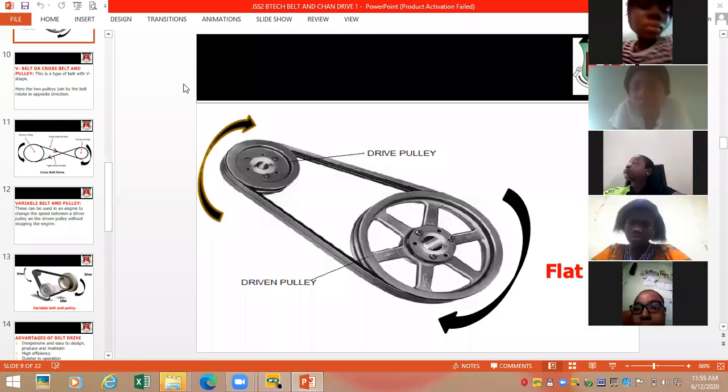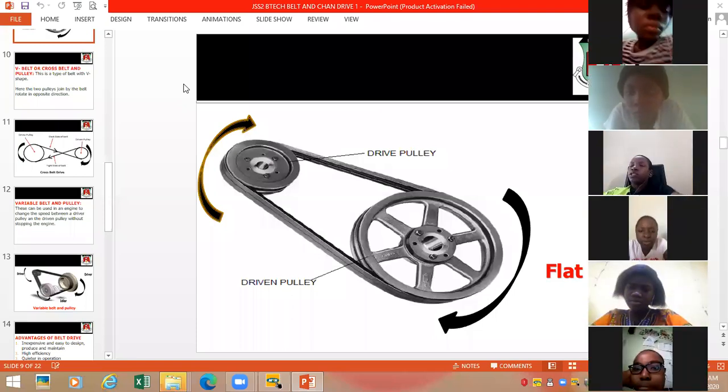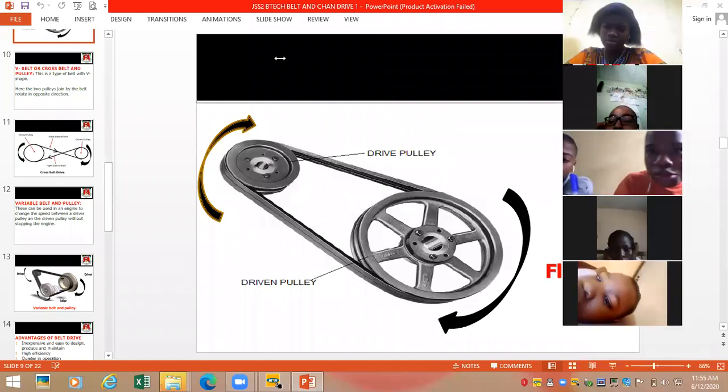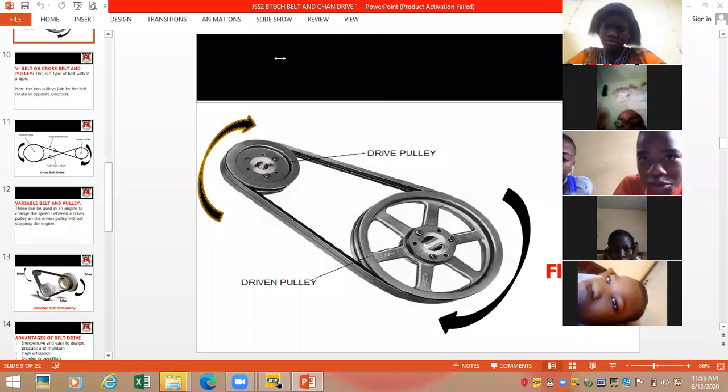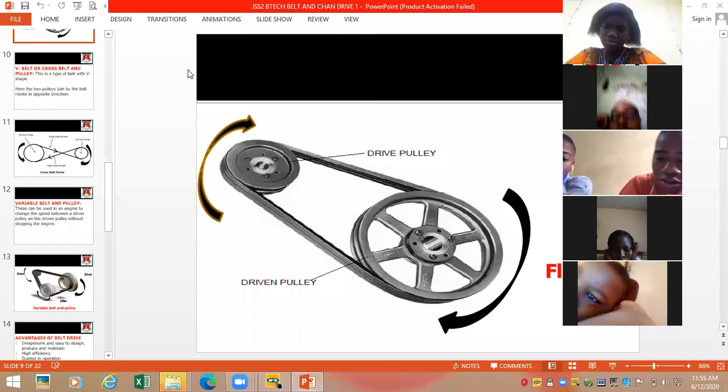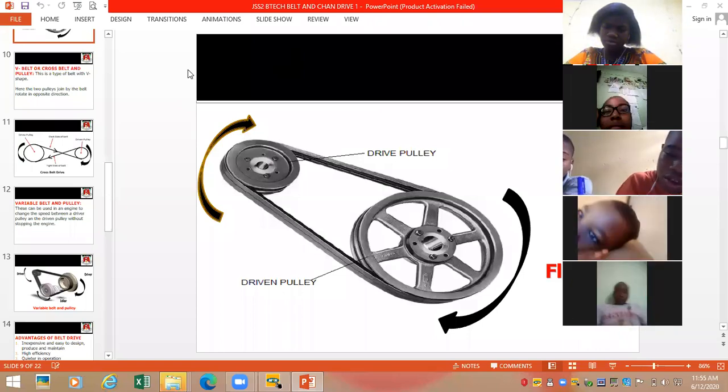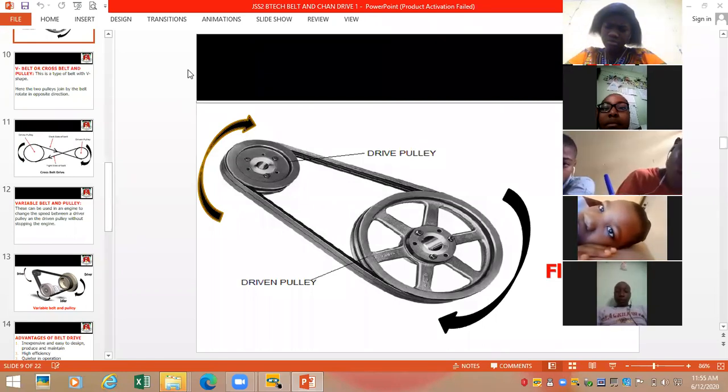Sir, are the wheels flat? The wheels, you mean flat? No. They are circular. It is not flat, but it is circular. But it is the belt that is flat.